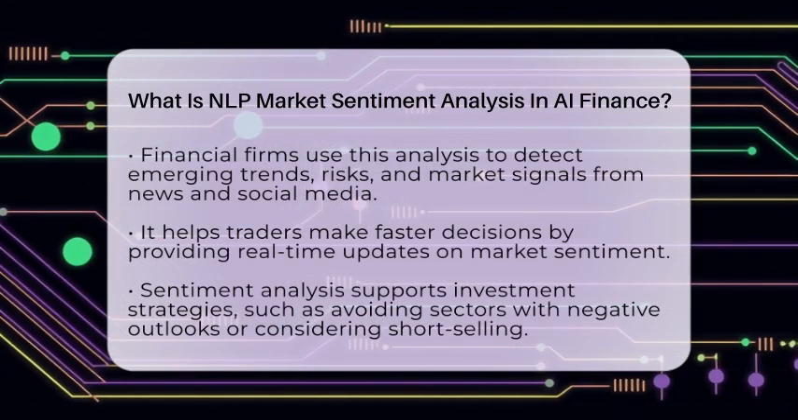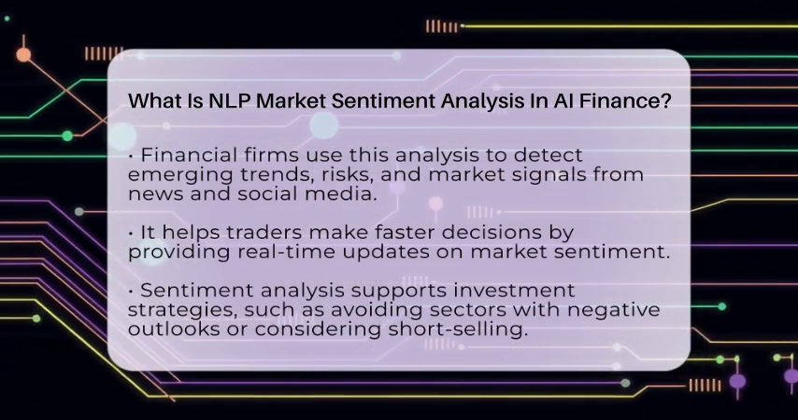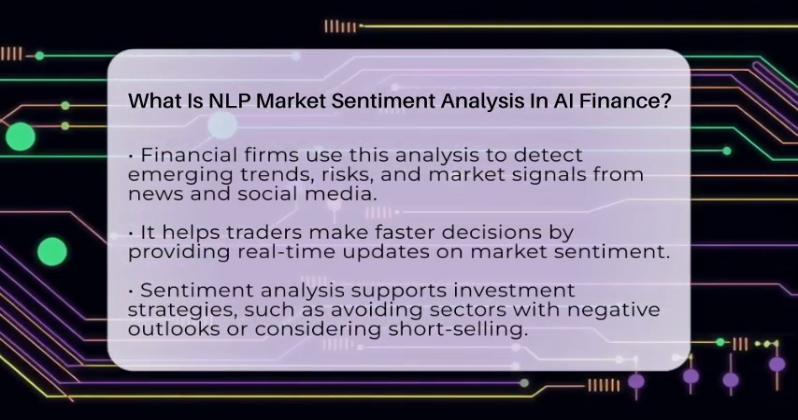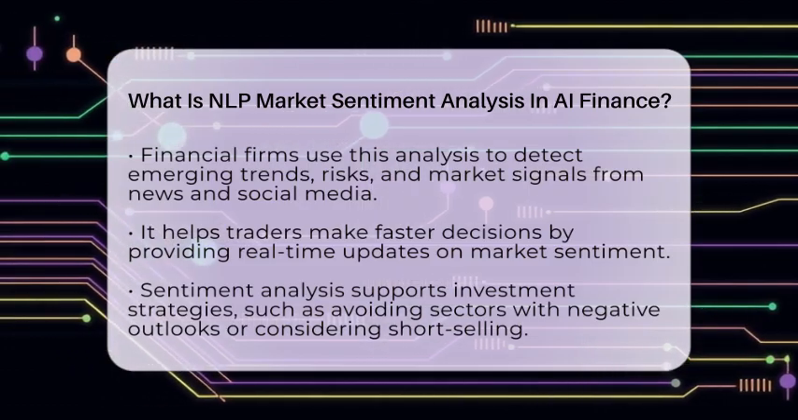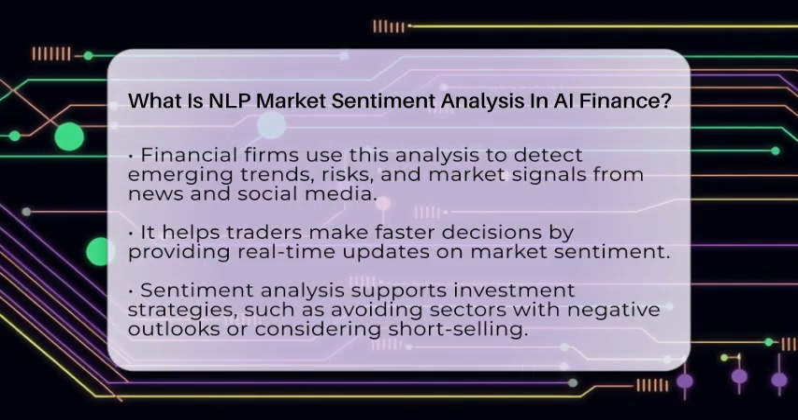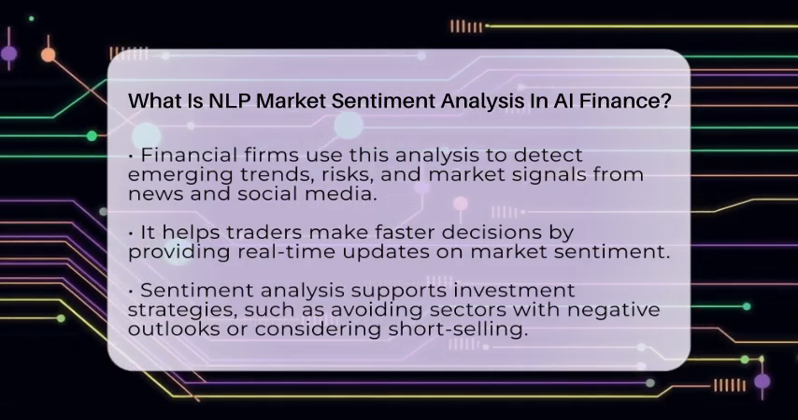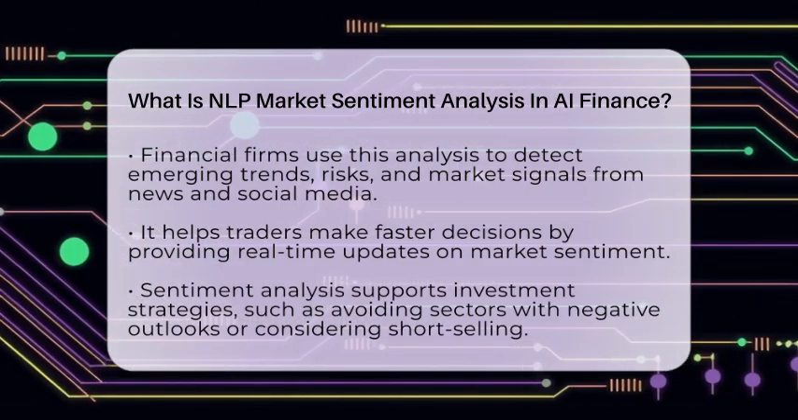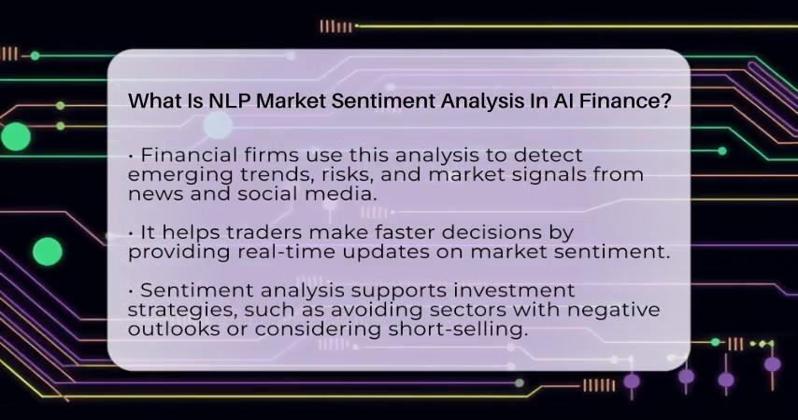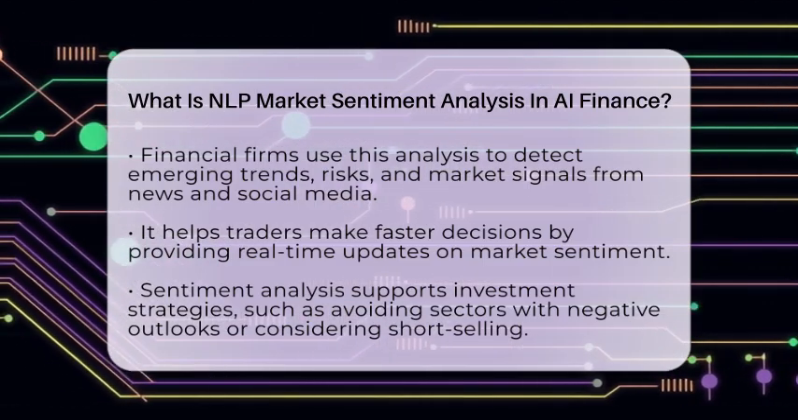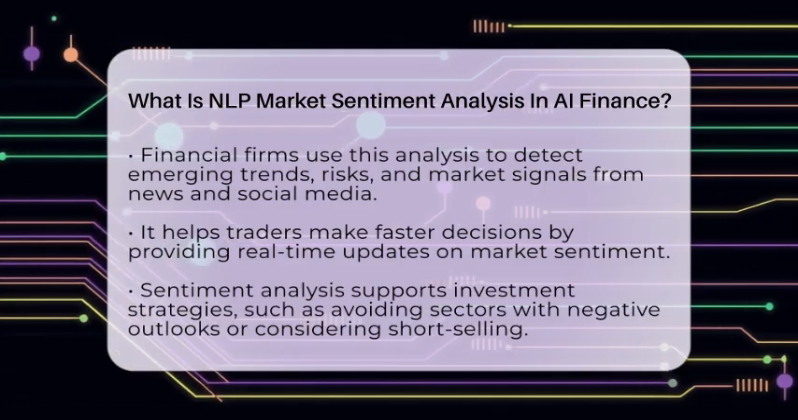Financial firms use this technology to monitor news and social media for emerging trends or risks. For example, if many posts mention a company's CEO being uncertain or nervous, it might signal trouble ahead. They also analyze earnings call transcripts to gauge how confident company executives sound. This helps traders make faster decisions based on current market mood.